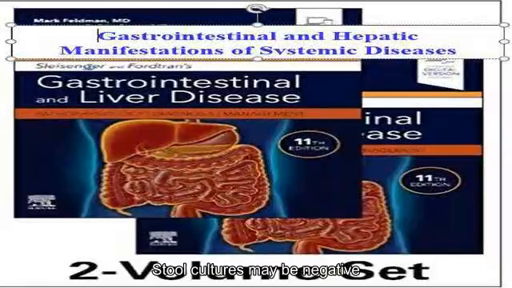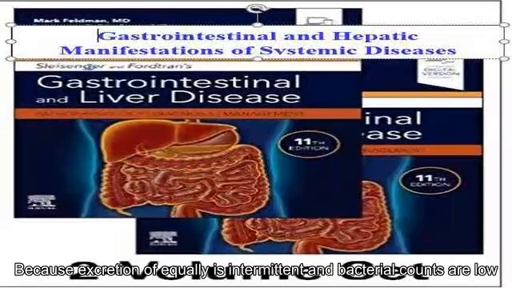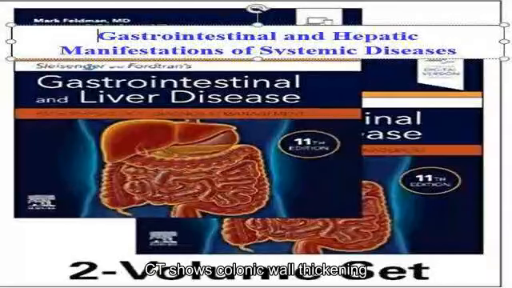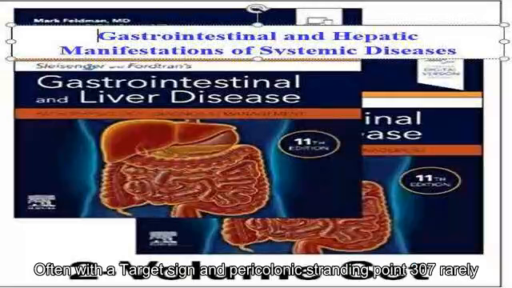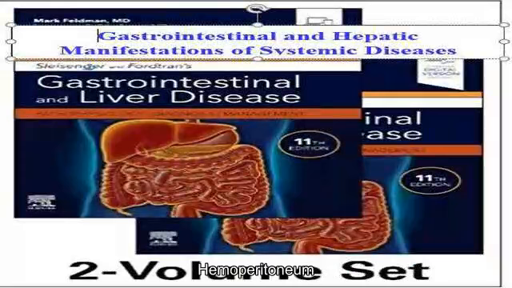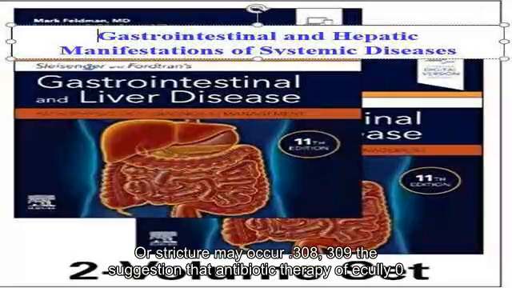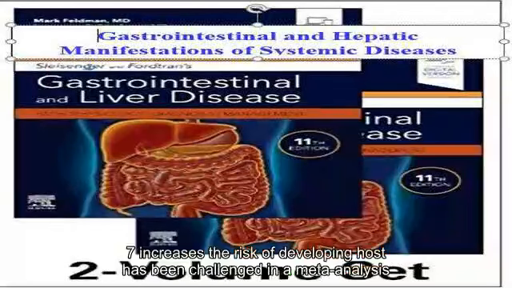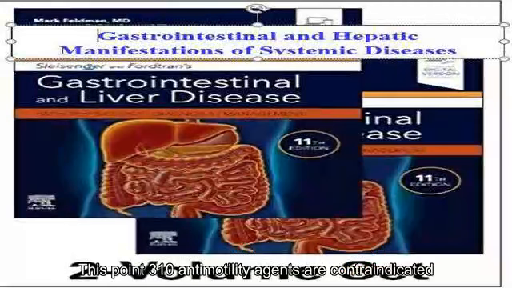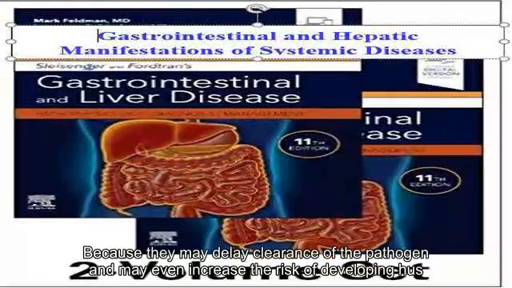Stool cultures may be negative because excretion of E. coli is intermittent and bacterial counts are low. CT shows colonic wall thickening, often with a target sign, and pericolonic stranding. Rarely, pancreatitis, hemoperitoneum, colonic perforation, or stricture may occur. The suggestion that antibiotic therapy of E. coli O157:H7 increases the risk of developing HUS has been challenged in a meta-analysis. Antimotility agents are contraindicated because they may delay clearance of the pathogen and may even increase the risk of developing HUS.